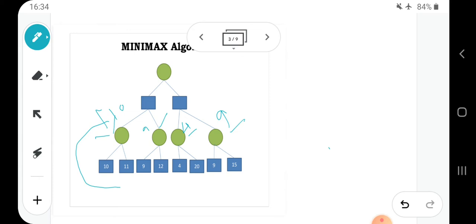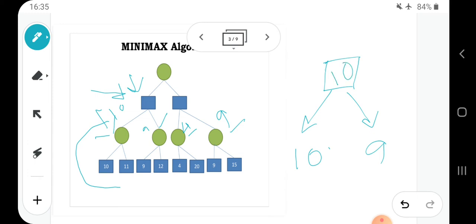Now again, at this particular level, you can see we have two different nodes and both are OR nodes. If we take this particular OR node, we have two different value options under it, one having 10 and another having 9. In between 10 and 9, since we know that the OR node is always a maximizing node, it will select 10 automatically. Over here we will get 10.